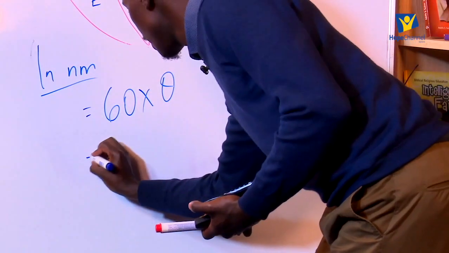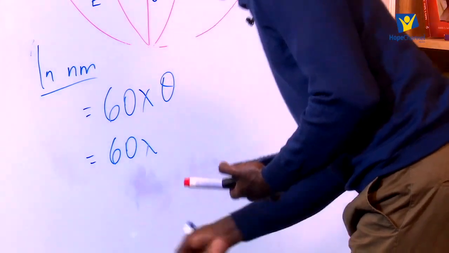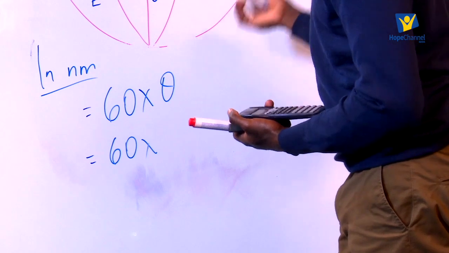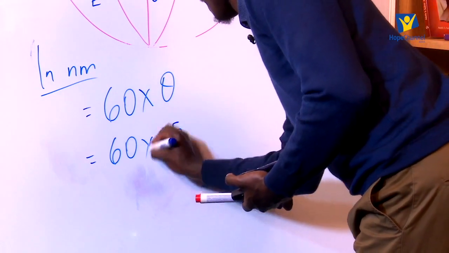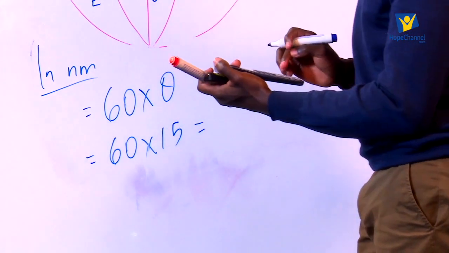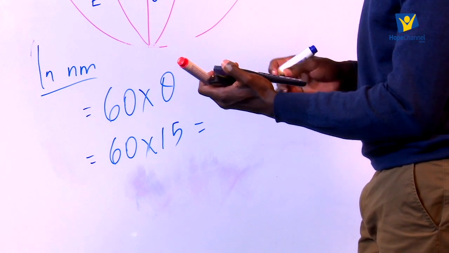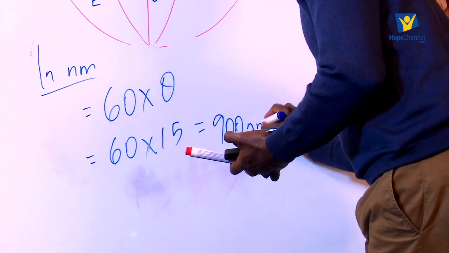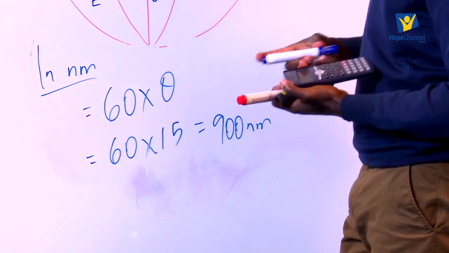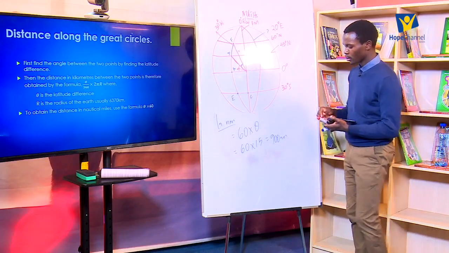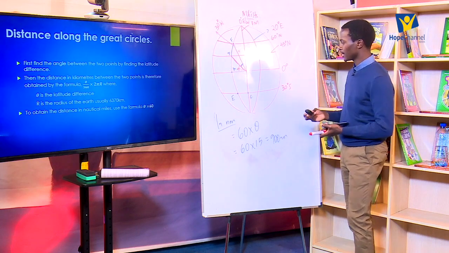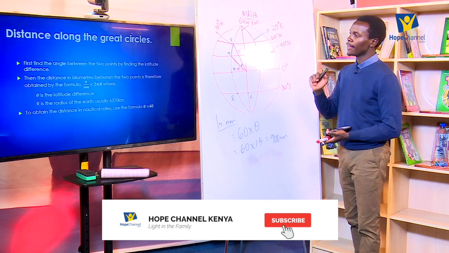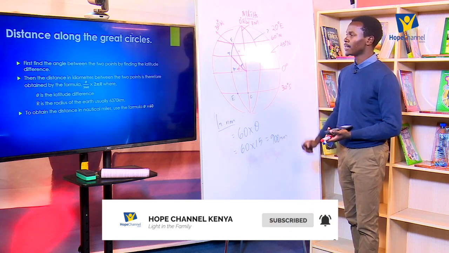So basically what you'll get is 60 multiplied by the latitude difference, which is 60 minus 45, which is 15. And when you multiply that, it gives you what? Which gives you 900 nautical miles. After getting that, you should be able to see that the first thing that you need to know is finding the latitude difference.